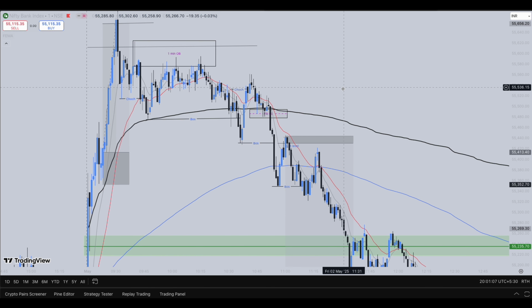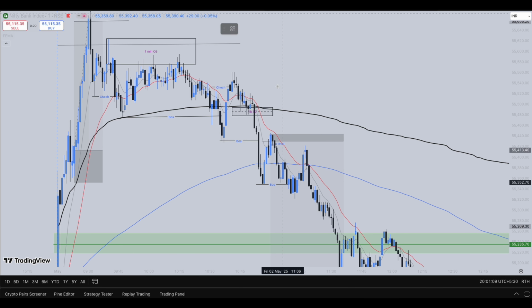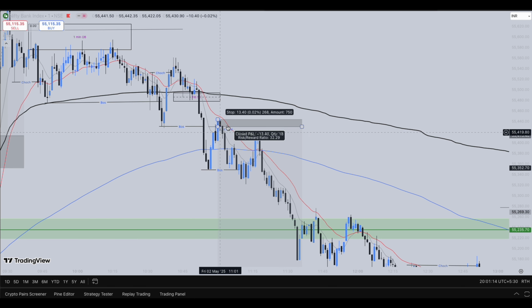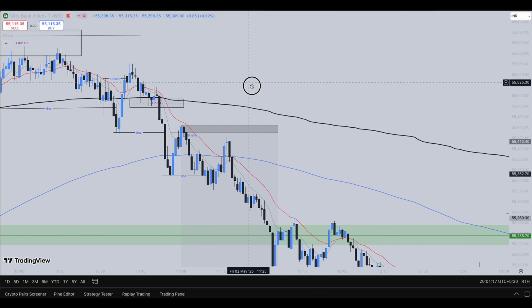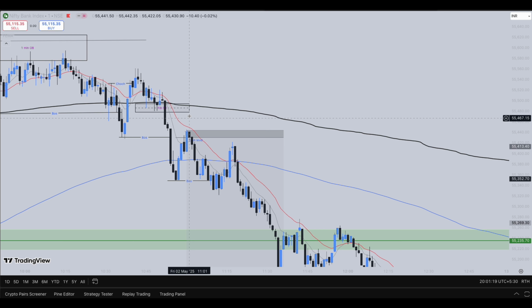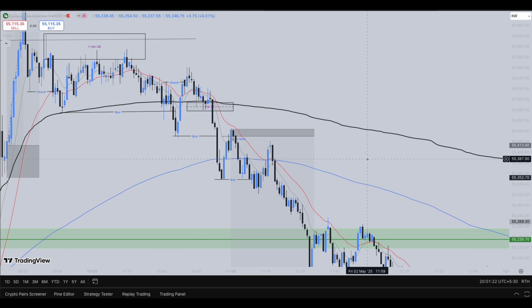Here you could have expected the market to retrace to 50 levels, as there is a fair value gap over here. You can see there is a good amount of fair value gap over here. So you could have either expected the market to retrace to this 50 levels over here, or the fair value gap here, and continued further bearish.